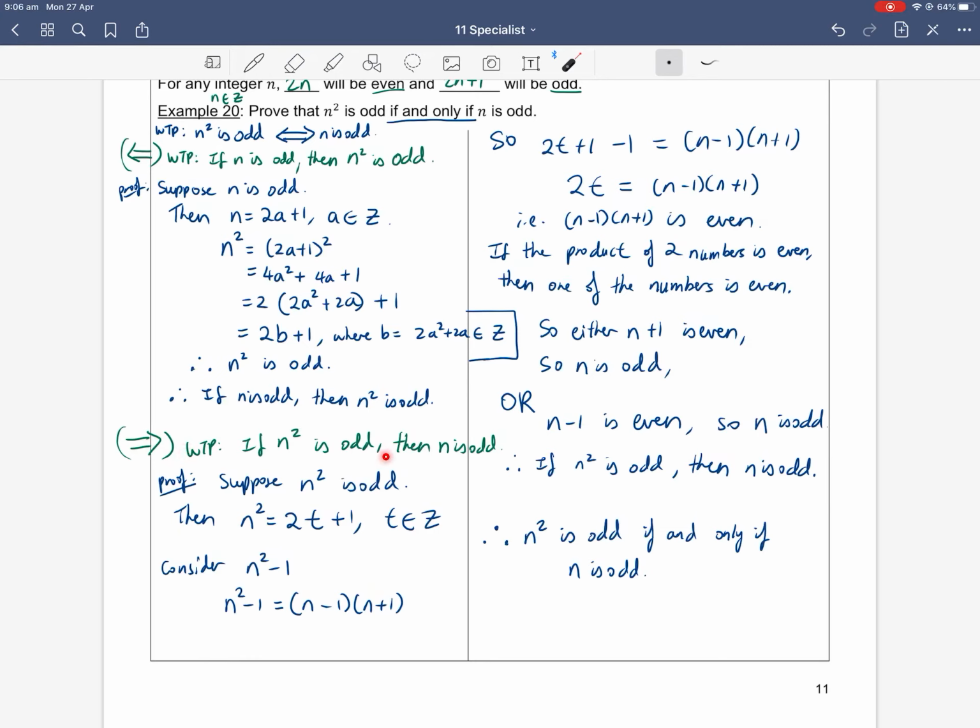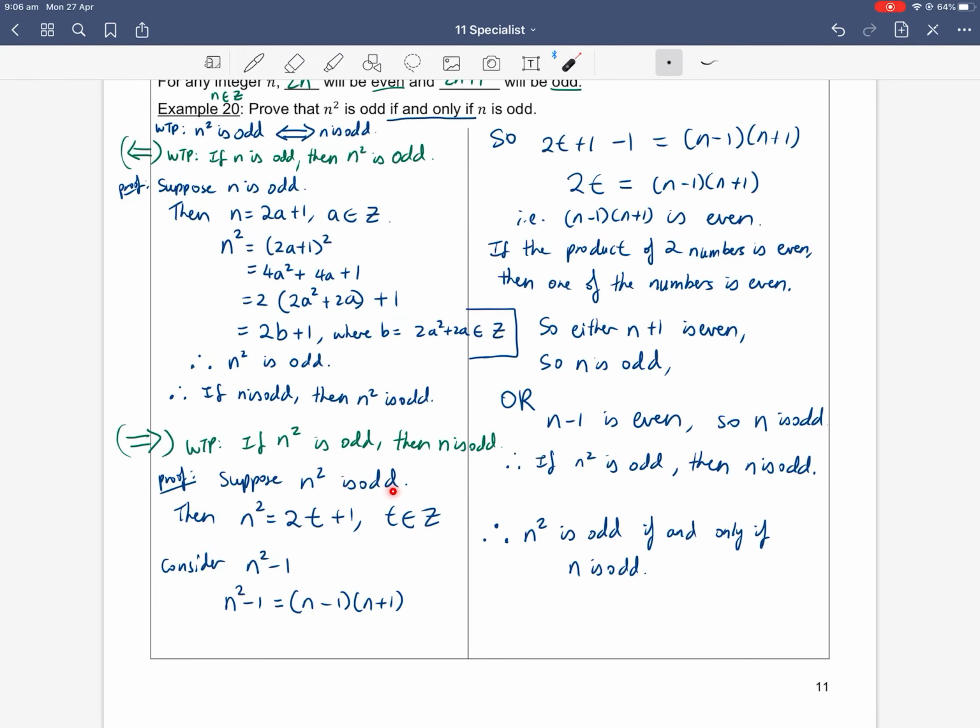Because it's an if and only if, we need to show the other arrow as well, which is if n squared is odd, then n is odd. So to prove it, suppose your if part is true, because that's your proposition. So suppose n squared is odd. What does that mean? What does odd mean? Odd means you can write that number as 2 lots of some integer plus 1. So that's why I've got t, an element of Z, with a comma, letting the reader know that this t, which I've just randomly defined, is some integer, right? So by definition of odd, n squared is 2t plus 1.